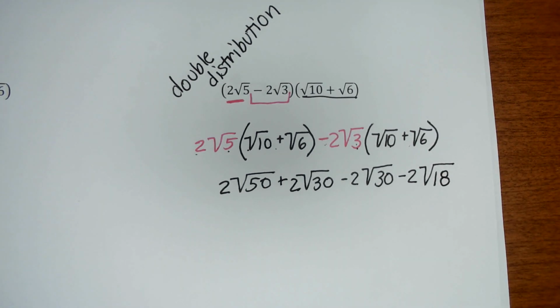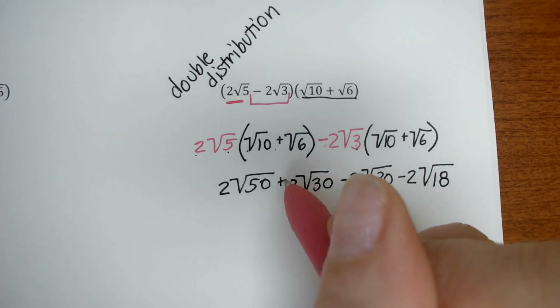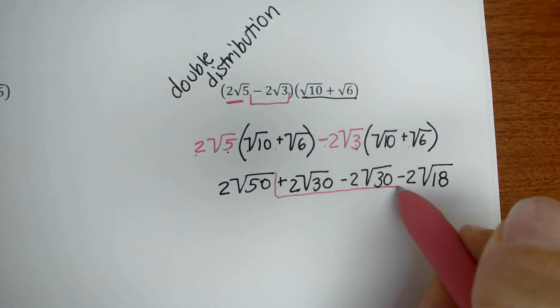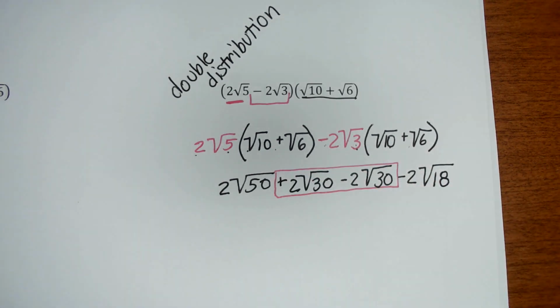Okay, so now we're looking to see if we have any common radicands. And to do that, I'm going to check what I have so far before I even try and break anything down. And in doing that, I notice we have positive 2 square root 30 minus 2 square root 30.